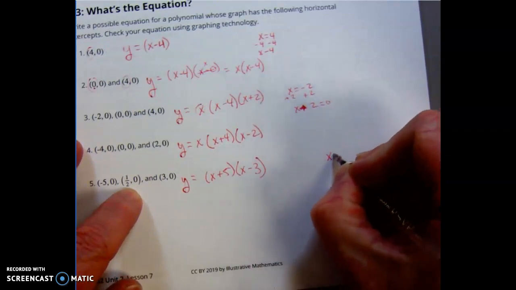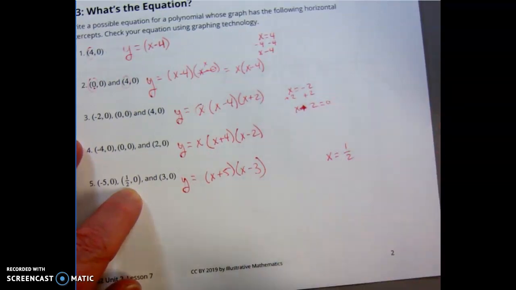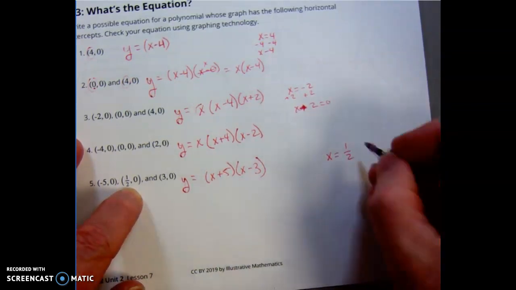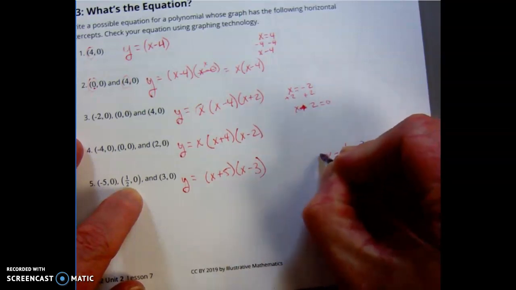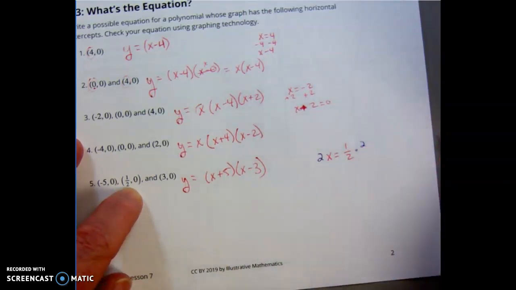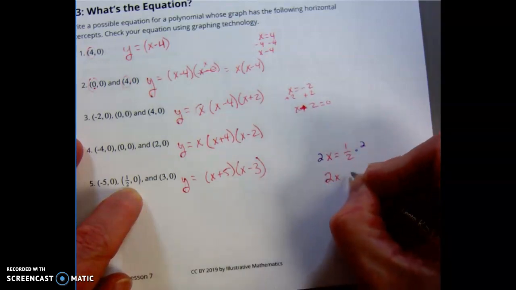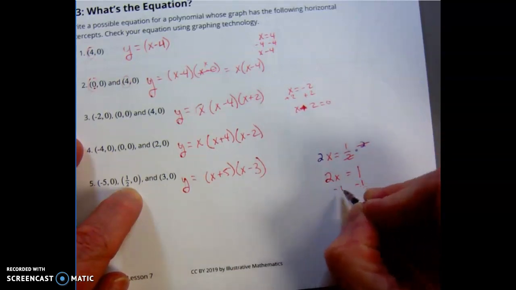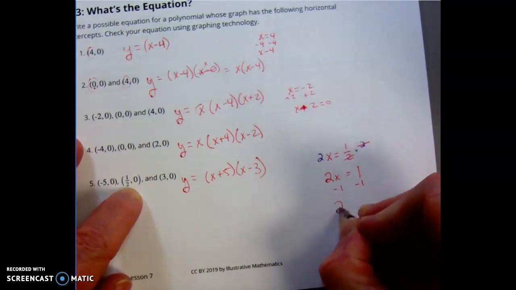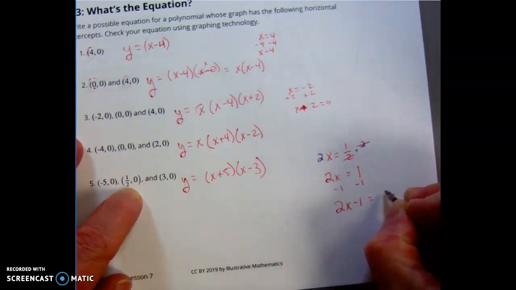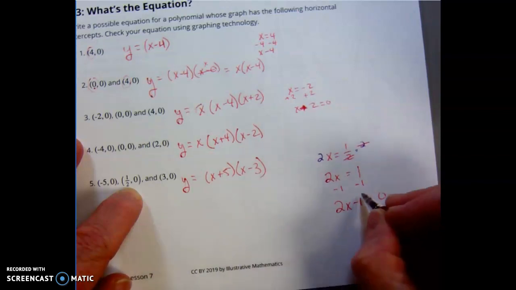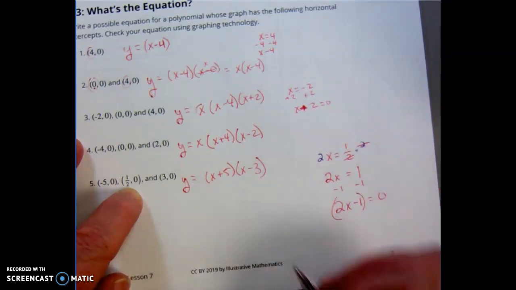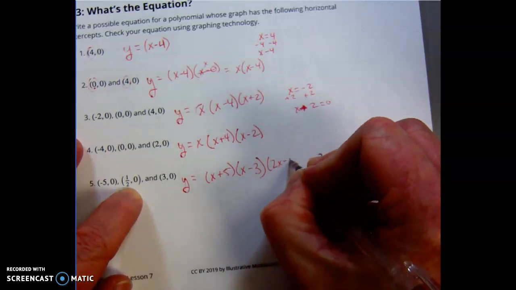So x equals 1/2. Now we know from Algebra 1 to make a fraction go away, we can multiply both sides by the denominator. So that's going to give me 2x equals 1, since the 2 divided by 2 goes away. Now I'm going to subtract that 1 from both sides to find out the factor. 2x minus 1 equals 0. So there's my factor. So I'm going to say 2x minus 1.